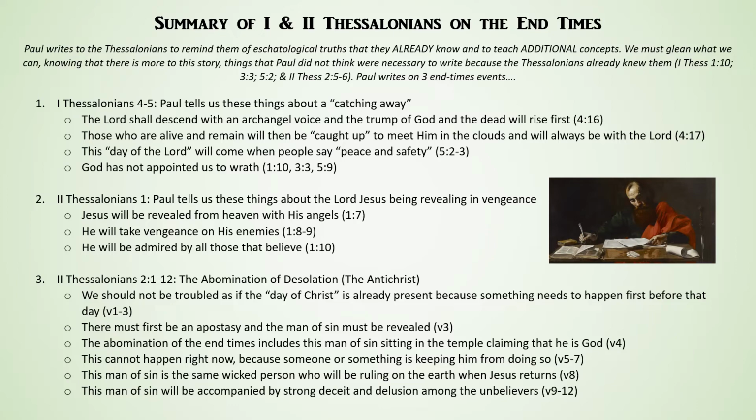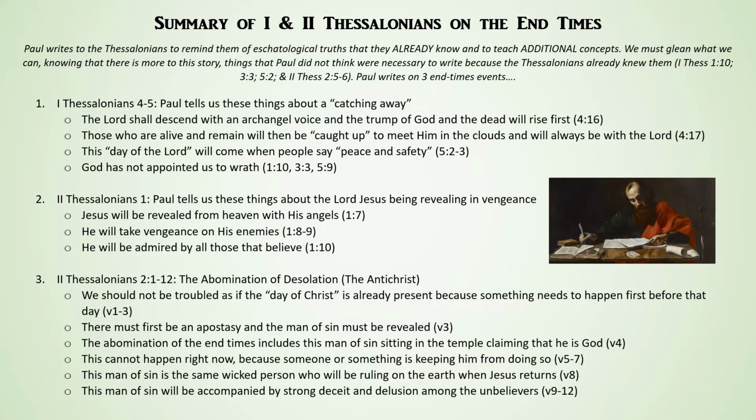He says that we should not be troubled as if the day of Christ, or as Brother Frank fairly pointed out, it could also be translated day of the Lord, is already present, because something needs to happen first before that day. So we should not be troubled like that's already happened, because something else has to happen first. The thing that has to happen first is an apostasy and the man of sin being revealed. And the abomination of the end times includes this man of sin sitting in the temple claiming that he is God. This cannot happen right now because someone or something is letting, restraining, or keeping him from doing so.